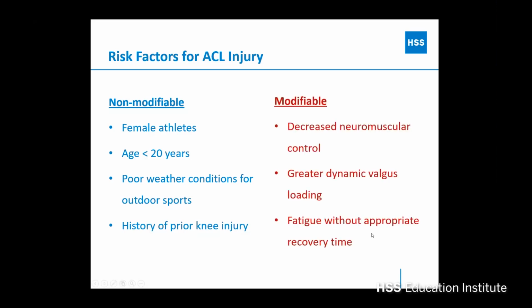But the ones that we focus on as physicians, as medical care providers, are the modifiable ones. The ones that we think we can help the individual athlete reduce their risk of sustaining an injury. And this is where most of our efforts have been geared towards. So what are those risks? Well, one is decreased neuromuscular control, greater dynamic valgus loading, and fatigue without appropriate recovery time. Those are specific identifiable traits that we can identify in athletes that, if we can improve through various regimens that I'll talk about right now, may reduce the risk of ACL injury.